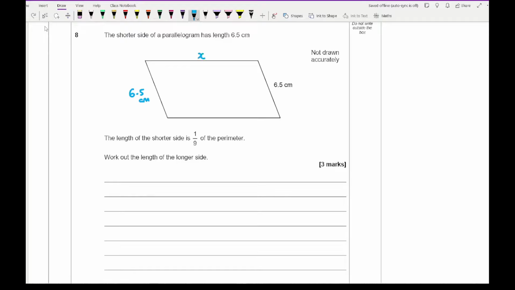Now I'm just going to start by calling it x. So therefore the perimeter of this particular shape is going to be 2x plus 13. Now, how have I done that? Well, it's just x plus 6.5 plus 6.5. Now, it tells us in the answer that the perimeter, the shorter side, is 1/9 of the perimeter.